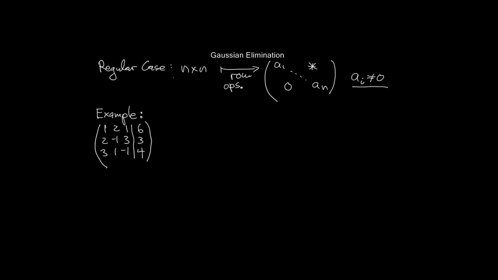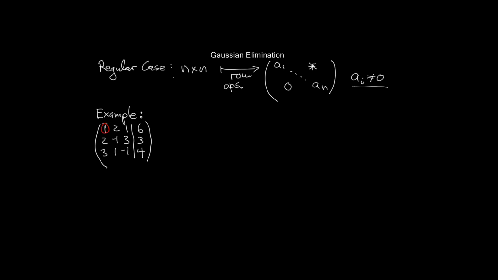Now, the regular case of Gaussian elimination is the following. It's the square case, n by n, it's n equations and n unknowns. And it's the case when you can apply row operations and get to this form. You get to a matrix with non-zero entries on the diagonal and zeros below the diagonal. That's called the regular case, and here's an example.